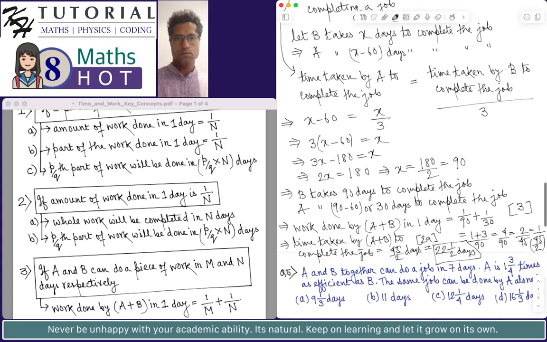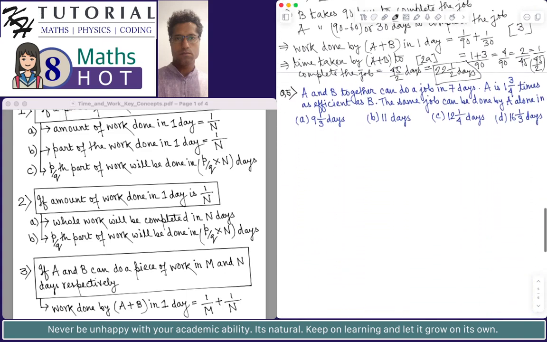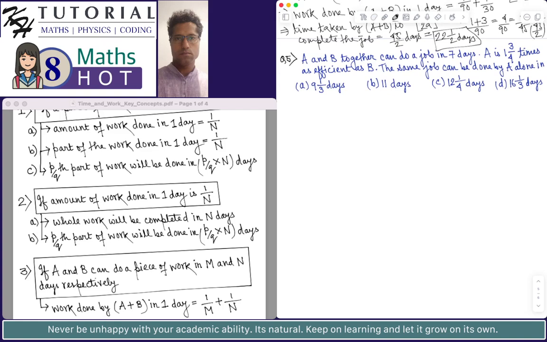Okay, let's do the last problem. A and B together can do a job in 7 days. A is 1 and 3 by 4 times as efficient as B. The same job can be done by A alone in how many days?